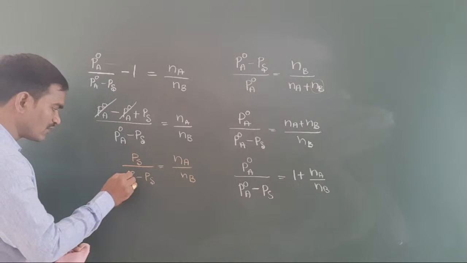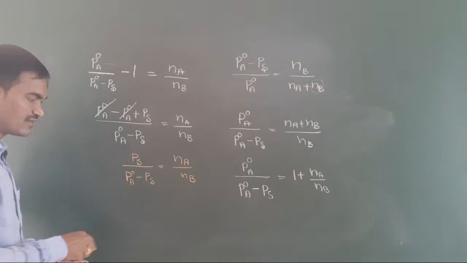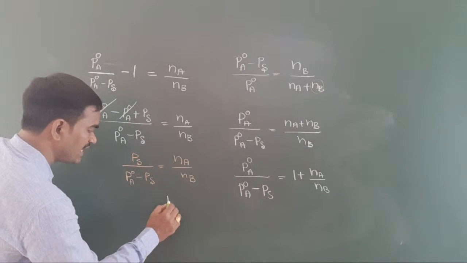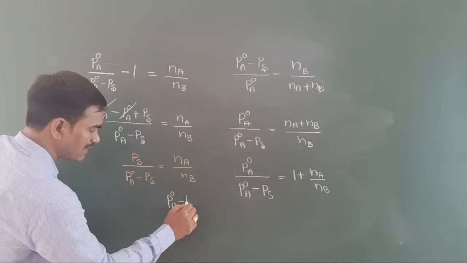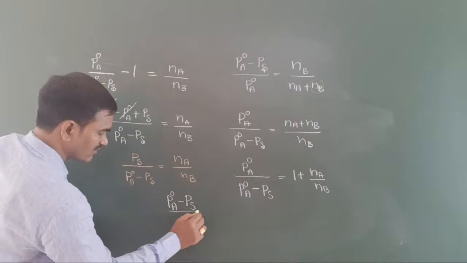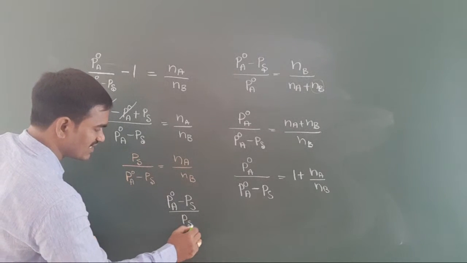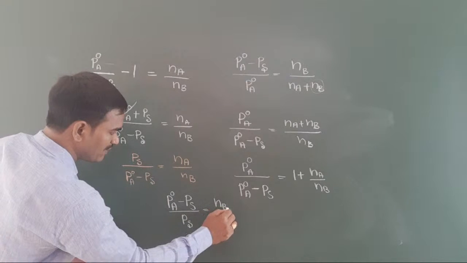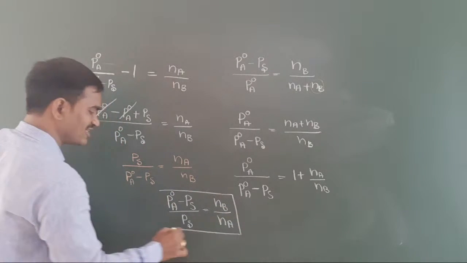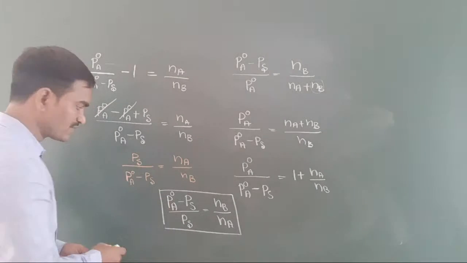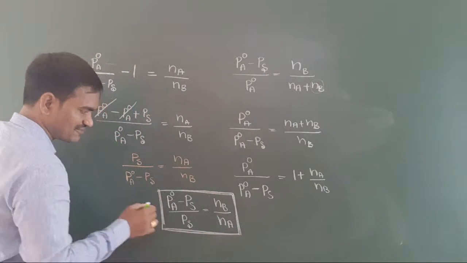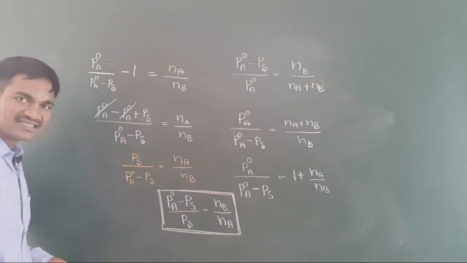So therefore, final step, what can we do here? Final step, you see. For this, P naught A minus PS, again I am writing in opposite. So just twist. So PS is equal to NB by NA. See, this expression is completely changed. Can you see this? Okay. So this expression is completely changed. Any doubt in this once you see. So you can also take like this.